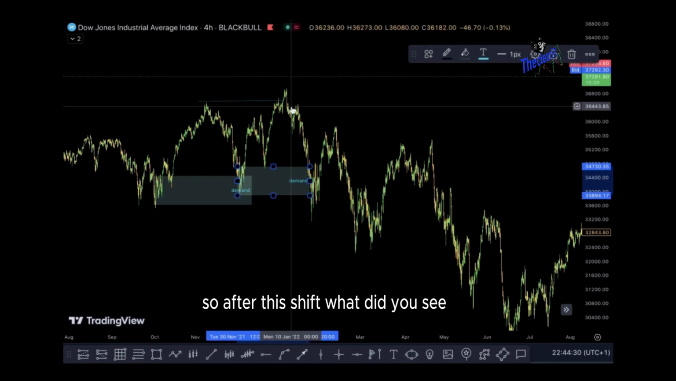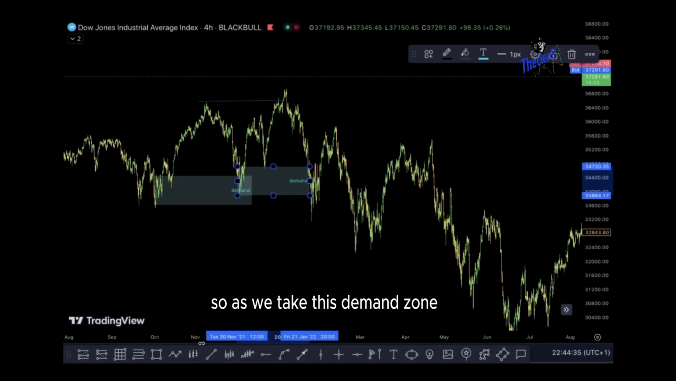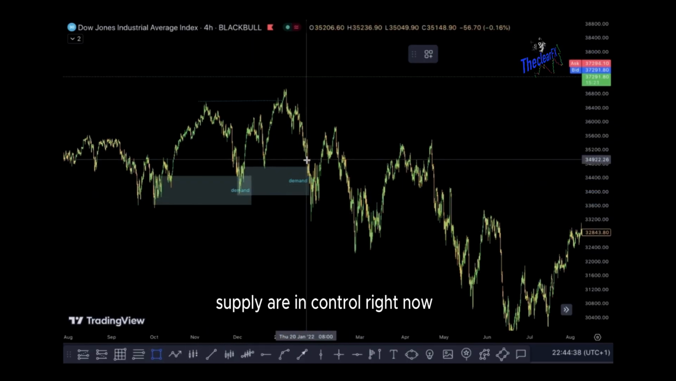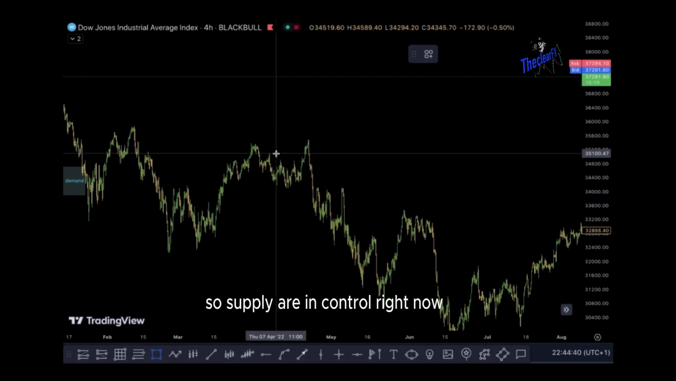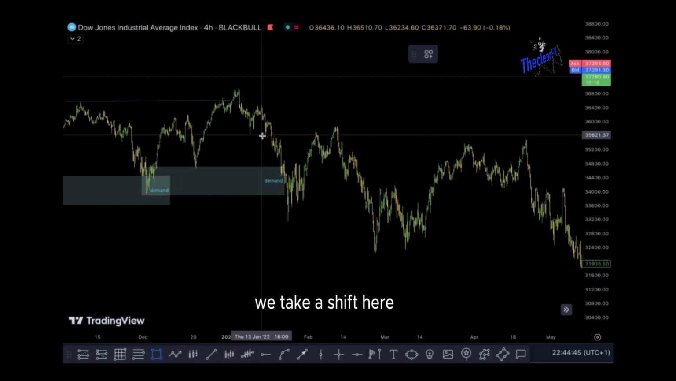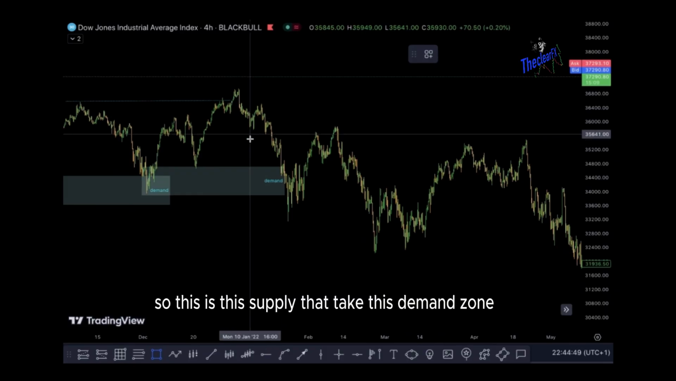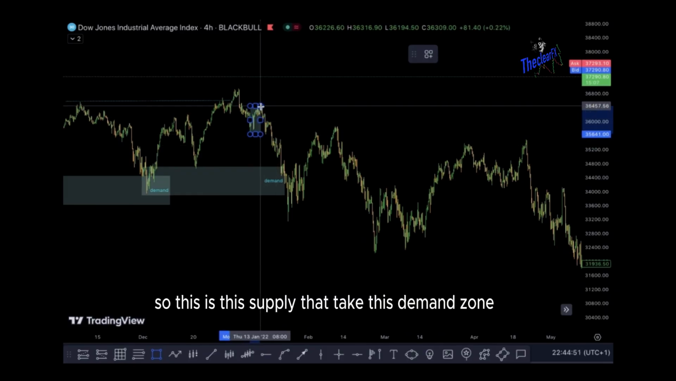After this shift, what did you see? We end up coming down and taking the demand zone. So as we take this demand zone, supply are in control right now. So ask yourself, we take a shift here, where is the supply that really take this demand zone? So this is the supply that take the demand zone.